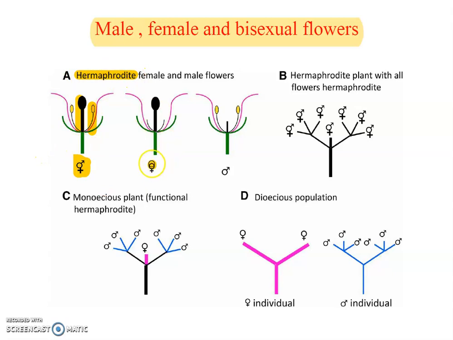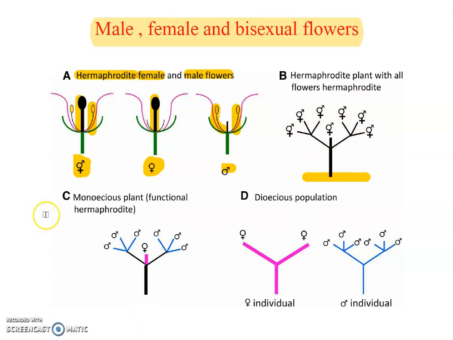If in the flower only the gynoecium or pistil, the female organ, is present, that flower is called a female flower, and in the male flower only male sex organs, stamens, are present. So this is called a male flower. So: bisexual flower, female flower and male flower. Here, hermaphrodite plants have all flowers hermaphrodite. So all flowers produce male and female sex organs, called hermaphrodite or bisexual flowers.